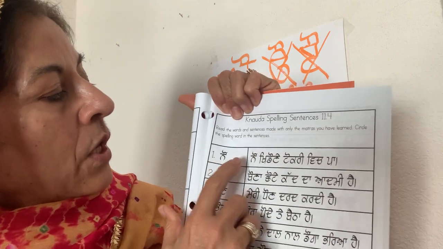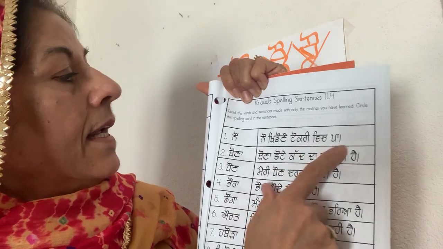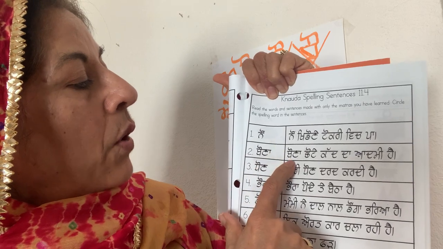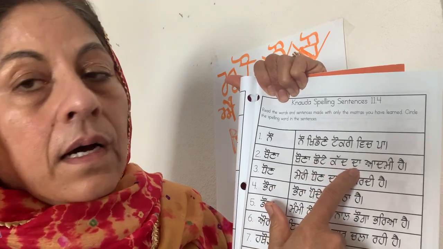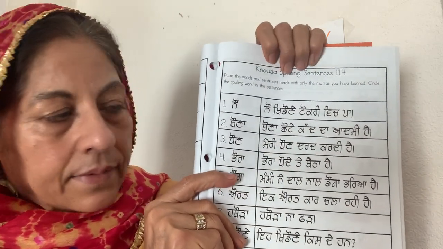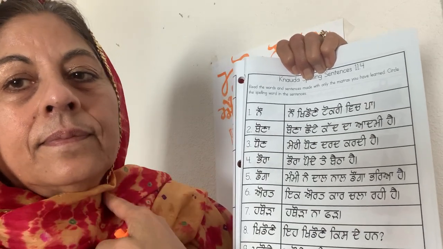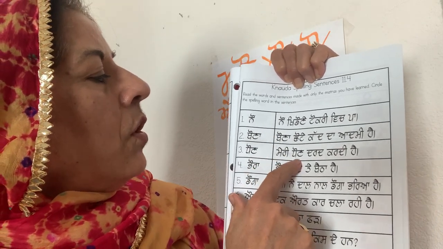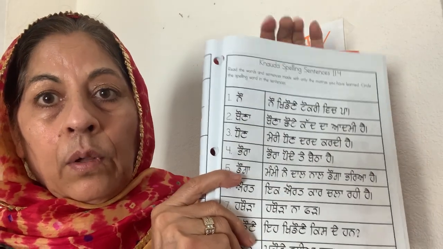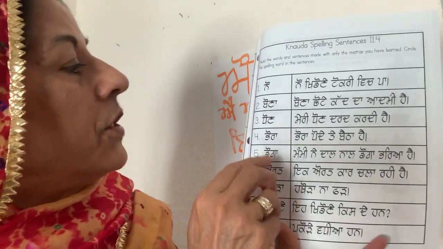No. No khidone tokri vich pa. Put 9 toys in the tokri, in the basket. Bona. Bona chote kad da aadmi hai. Bona is a short statured man, short height man. Thorn, touch your thorn. There. Meri thorn dard kardi hai. Sometimes if you have a big pillow or you have no pillow and you wake up in the morning and your neck is so stiff, it can hurt.